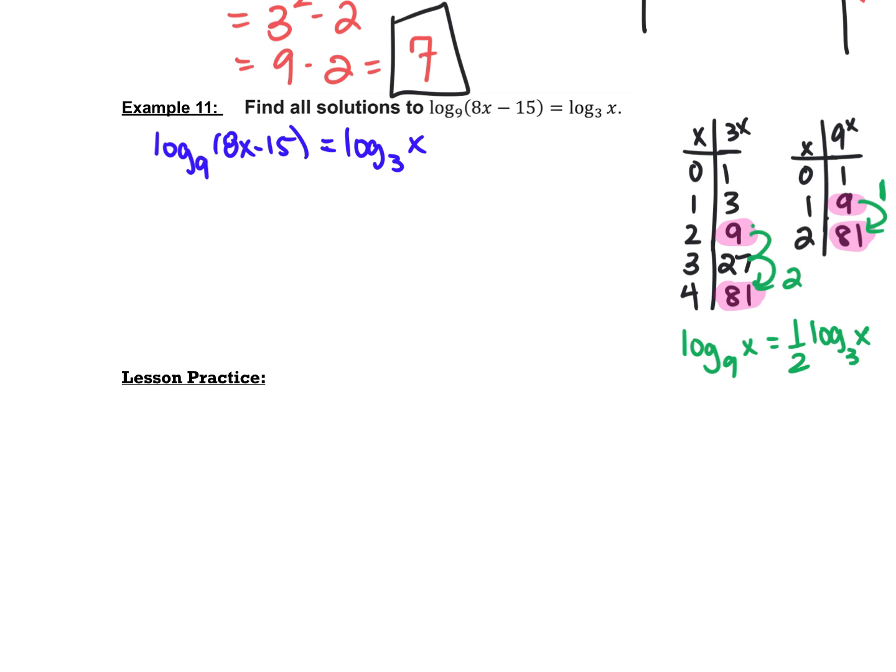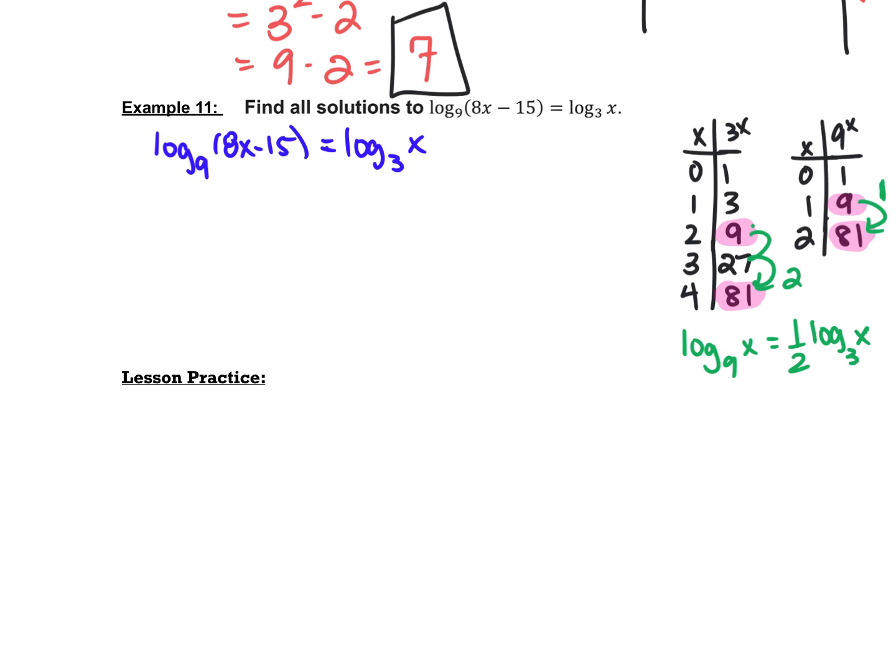Because on 3 it takes me 2, but I don't want it to take 2. I want it to take the same number of leaps, so it would be half as many leaps if they were the same. 3 takes 2, 9 takes 1, so I need half of the leaps on 3. I know, it's all crazy confusing.